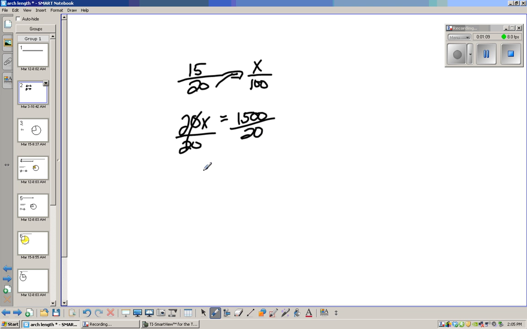So this cancels and x would equal, these zeros cancel, and 150 divided by 2 is 75. So you get a 75% on the test. You got to remember how to do these ratios before you can do this lesson.